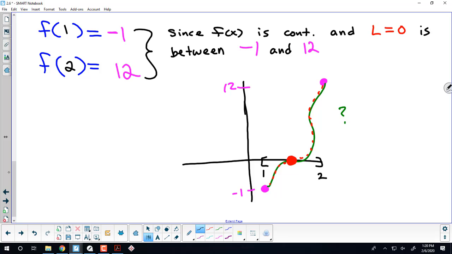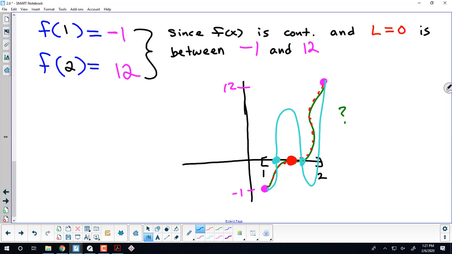We know that it passes through 0 at least once, but we also know polynomials do weird things, right? We also know that polynomials could come through here, cross through here, and then end back up here. So there definitely could be two x values for when the function's 0 between 1 and 2. But again, the theorem just guarantees that there's at least one. So that's the best we can say.